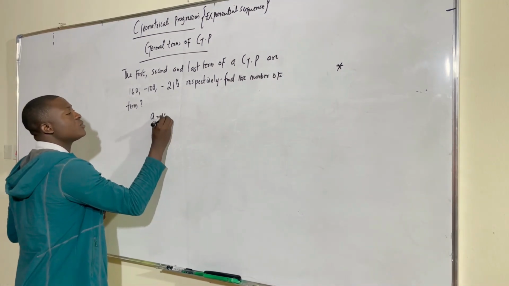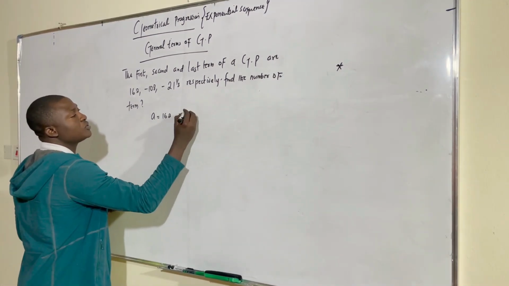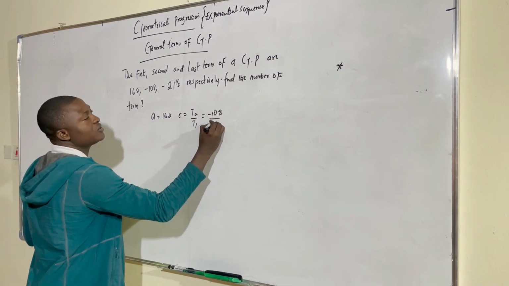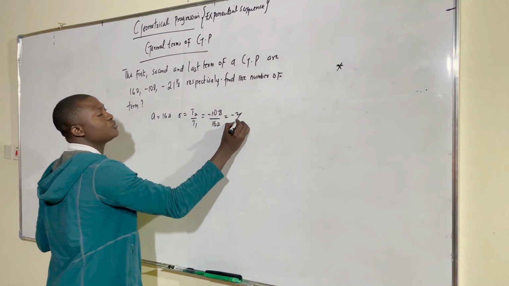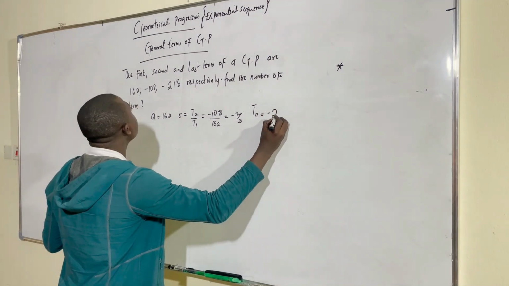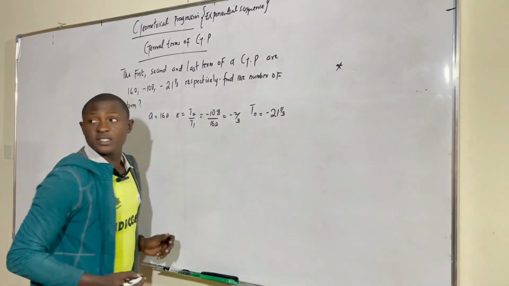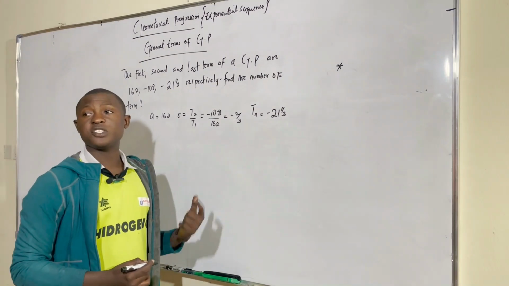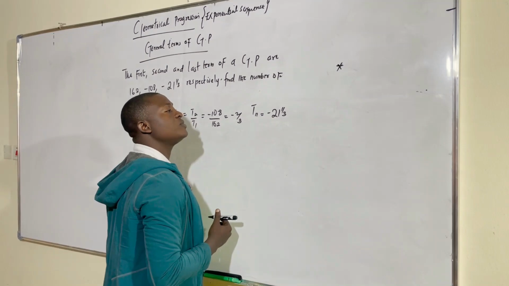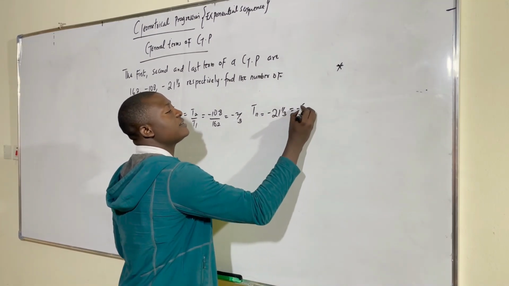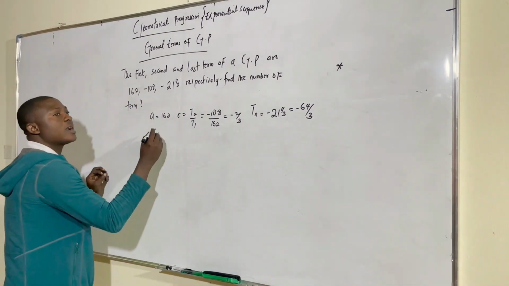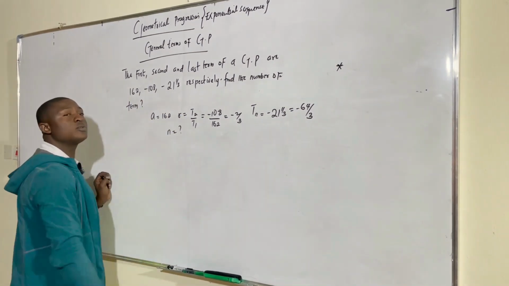So now let's write the data. Our first term is 162. For the common ratio, we have the second term, minus 108, over 162, and we have it to be minus 2 over 3. And in the problem, we are given that the last term is minus 21 and 1 over 3. So I can change this mixed fraction to an improper fraction: 3 times 21 is 63, plus 1, and we have minus 64 over 3. Now what we are asked to find is the number of terms. That means I'm looking for n.